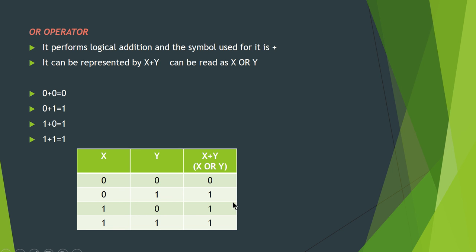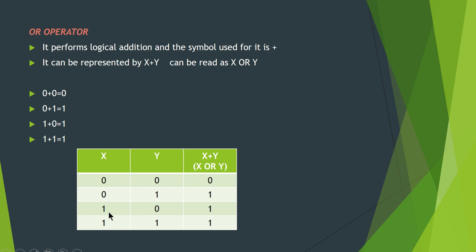Okay, so if any one condition is satisfied, then the output is true. It is not a plus operation, it is an OR operation. So I am combining two logical statements. If any one is true, the output is true. That is how you have to understand the OR operator.